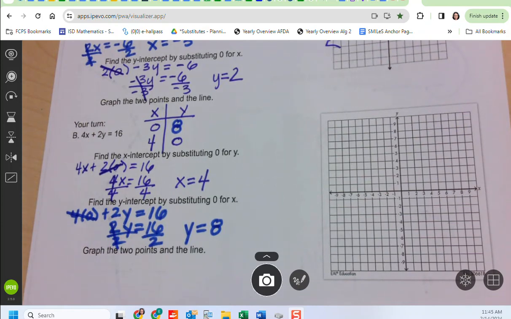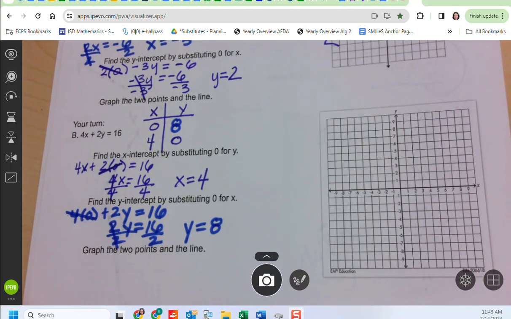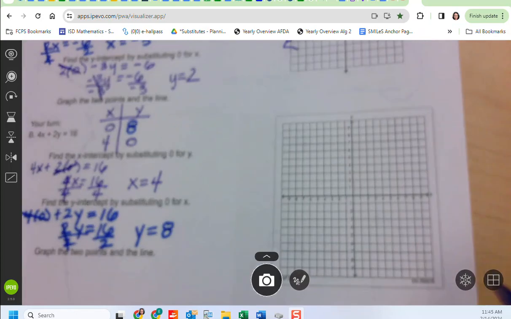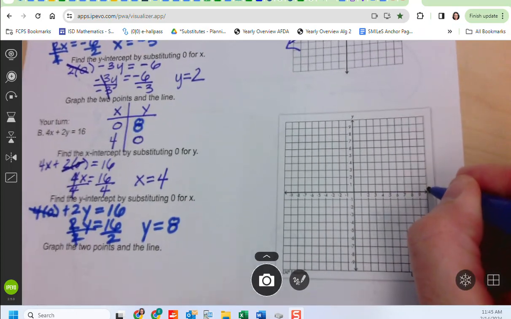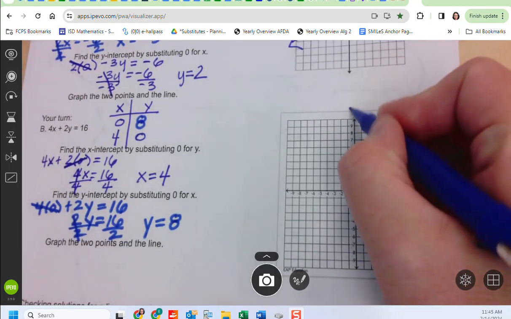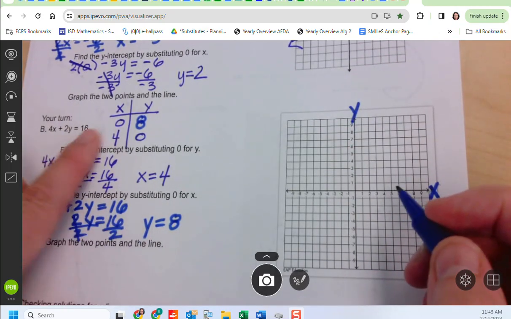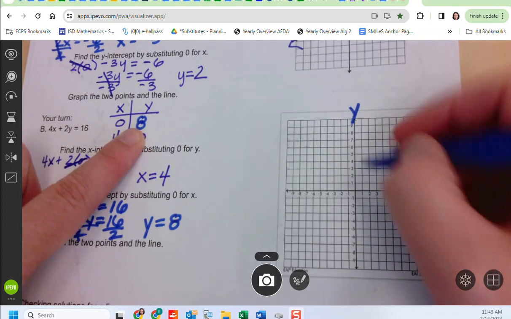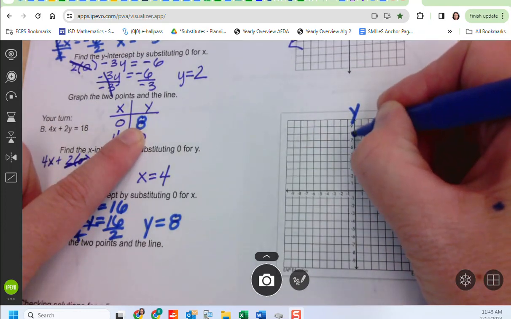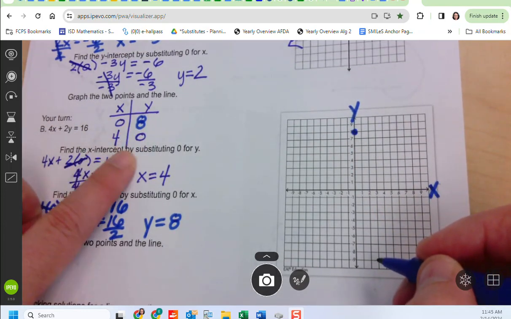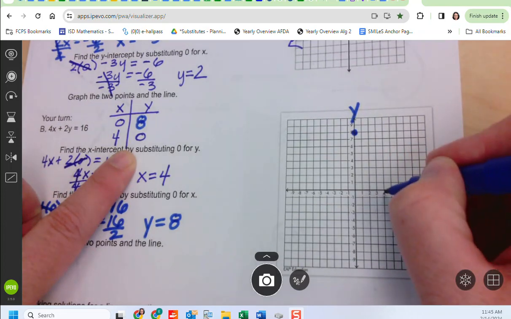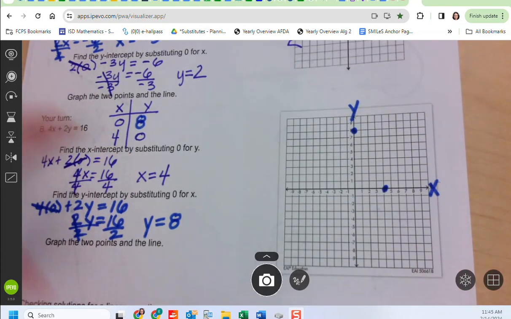All right, so now we're going to graph these points. If you haven't graphed them yet, we're going to graph them now. If you did graph them, just check and make sure you got them in the right place. Remember, this is my x-axis. It says x, but it's really small. And this is my y-axis. So I'm going to graph 0, 8 on the y-axis. And I'm going to graph 4, 0 on the x-axis. And then I'm going to draw the line between the points.